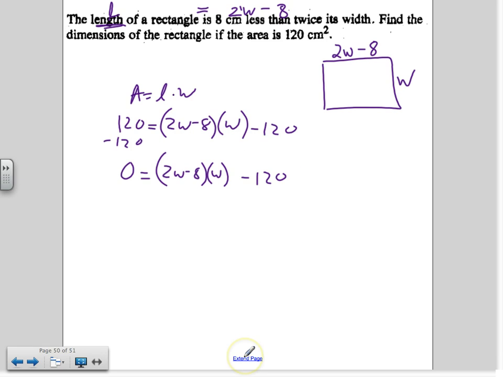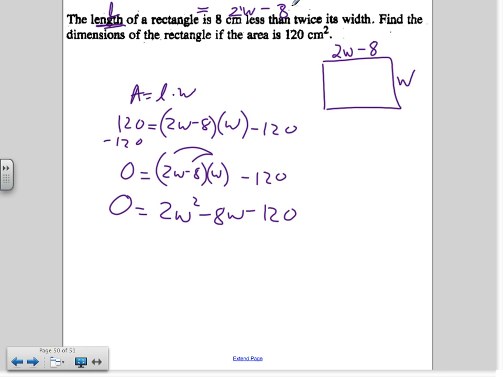Can I do any simplification here? No. What do we do here? Oh, combine. This is multiplying. What do we do? Distribute. Come on, guys. So you got 2W squared minus 8W minus 120. Look at that. Now that looks very familiar, right? 3 terms. Is it a PST? No.